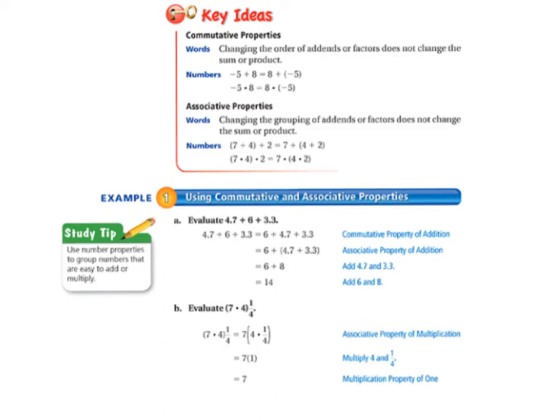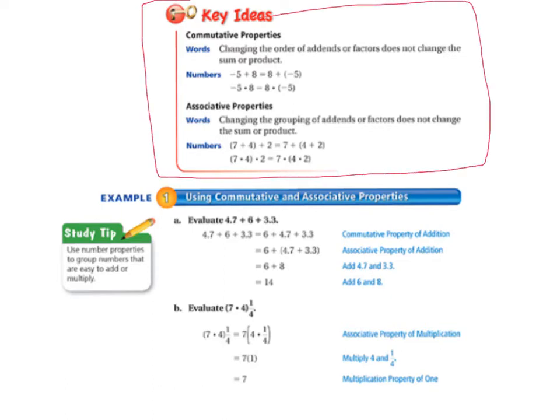Take a moment and copy the key ideas at the top of page 67A into your notes. Be sure you copy all of the words and all of the numbers. Be sure you copy down which properties are which, because those are very different, as you might remember from 4th and 5th grade. So the commutative property is very different from the associative property.